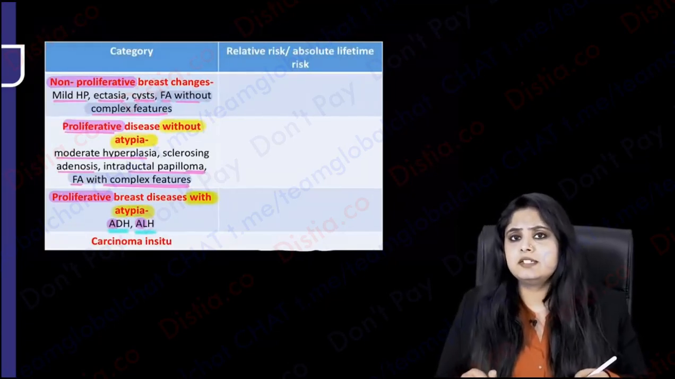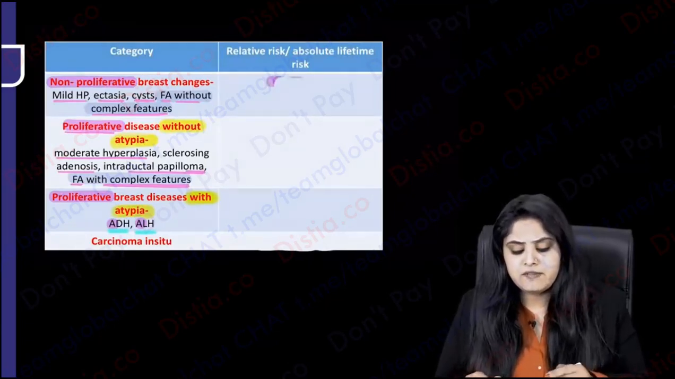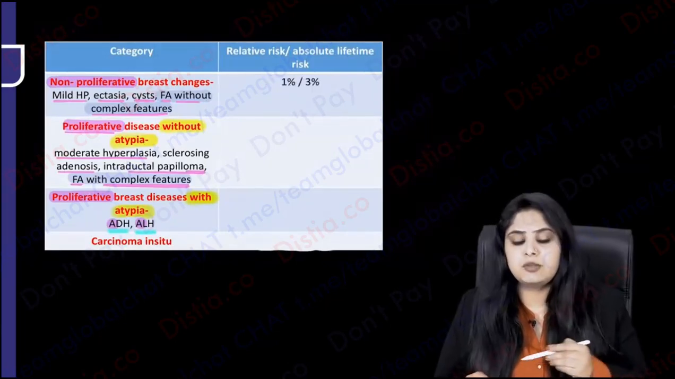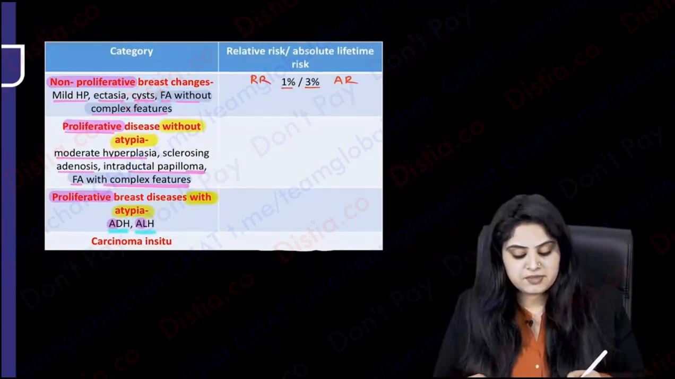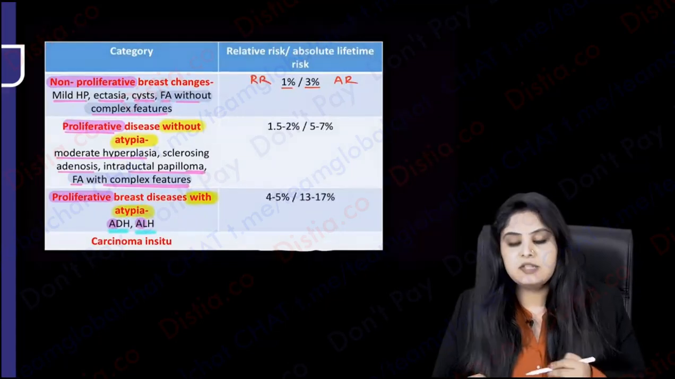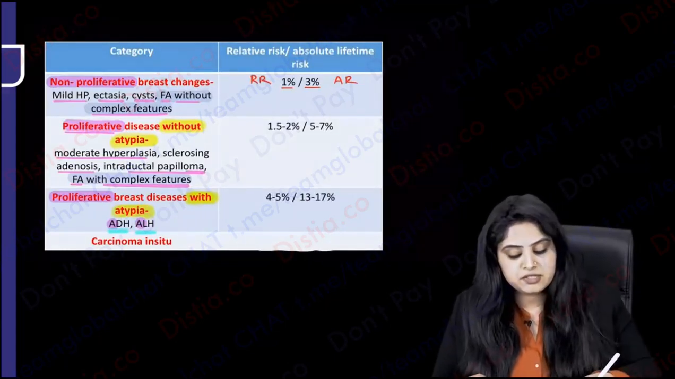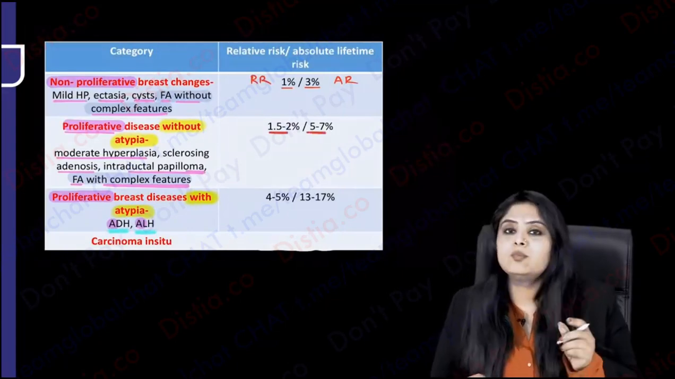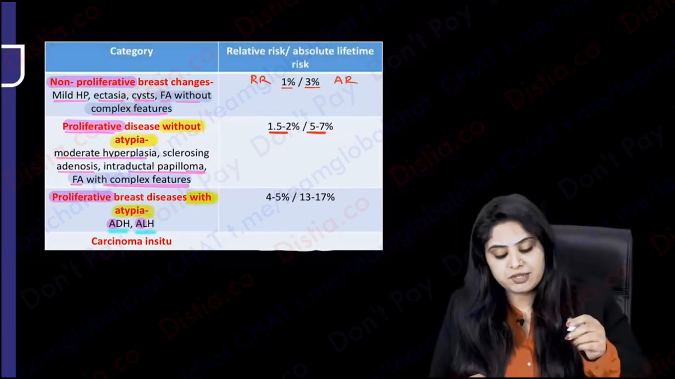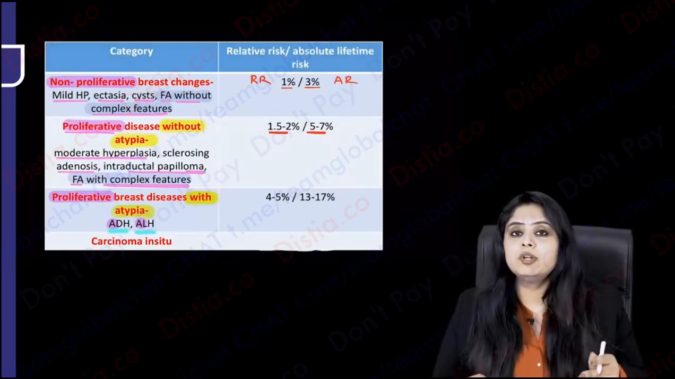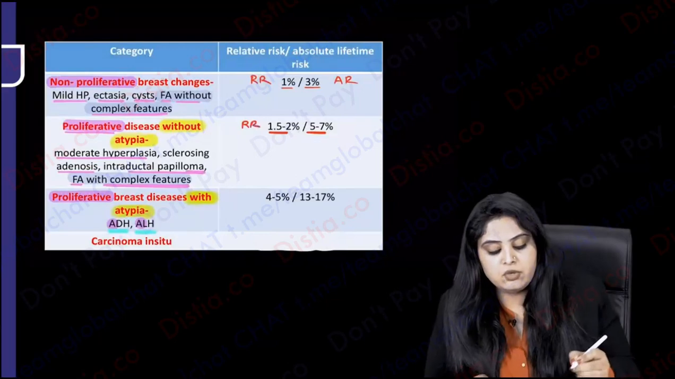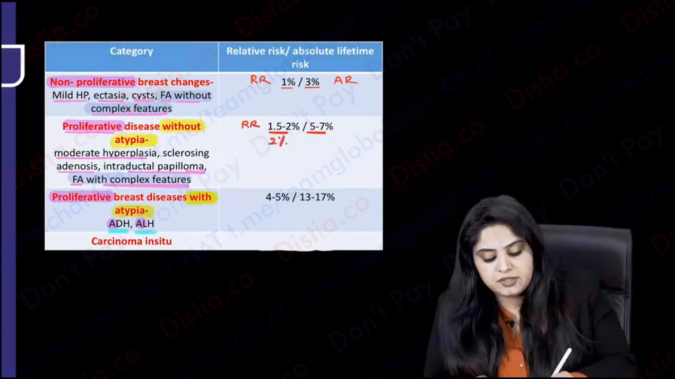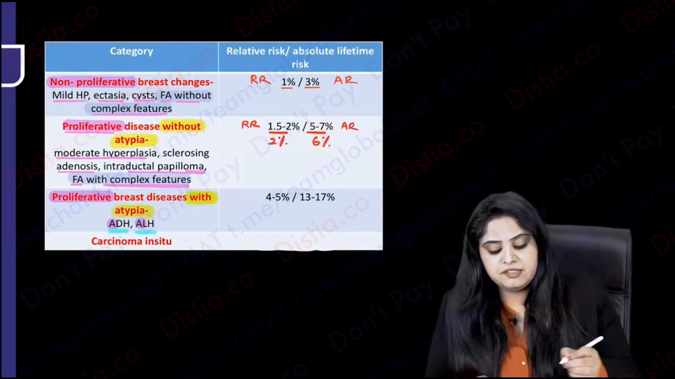So obviously the first category, the non-proliferative one, is going to have a minimalistic risk, just a relative risk of 1% and an absolute lifetime risk of 3%. So 1% and 3%. Now let's move on to the other two conditions in which we are talking about proliferative breast disease. We would always want to learn one number so that it becomes easier for us. So you can remember it as around 2% and 6%. That's an average that I have taken. So the relative risk is somewhere around 2% and the absolute risk is somewhere around 6%.